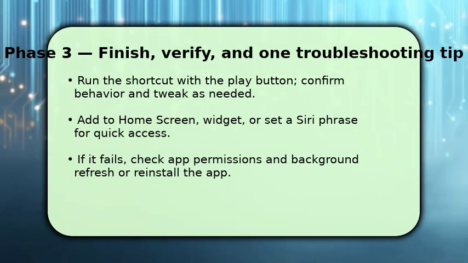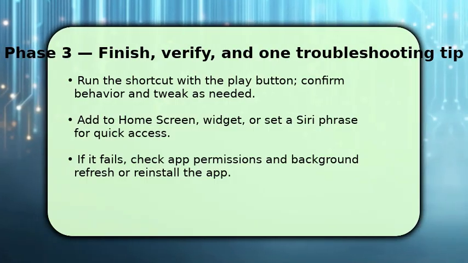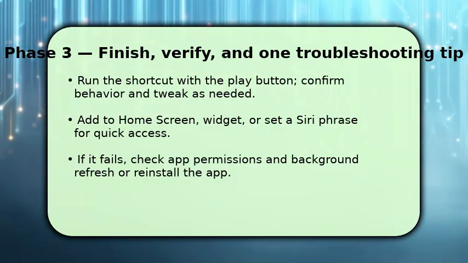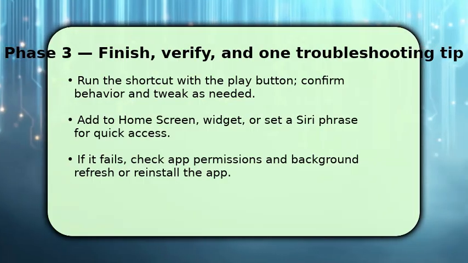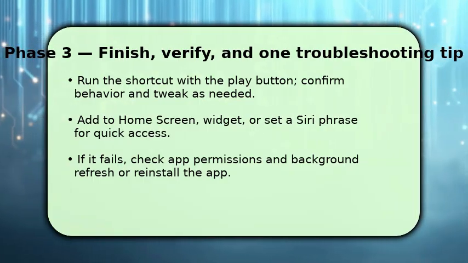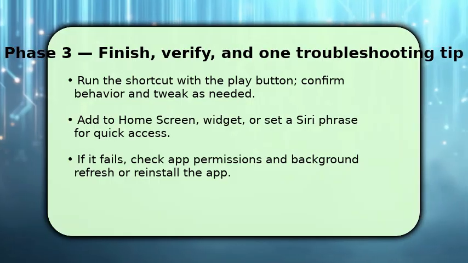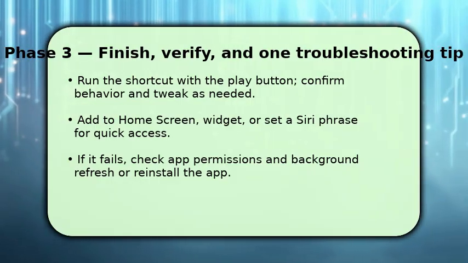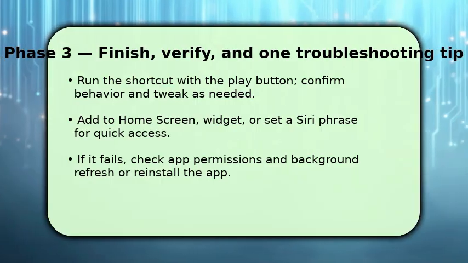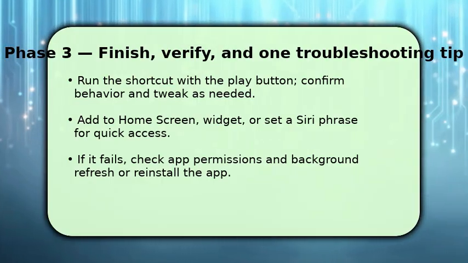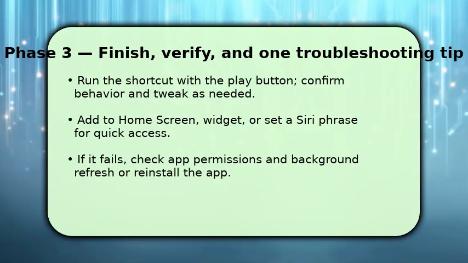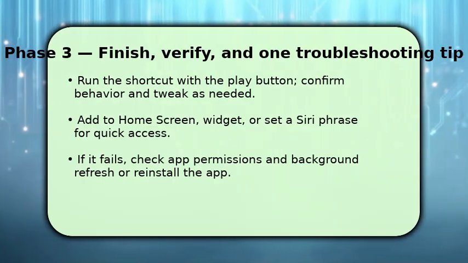Once satisfied, add it to the home screen or a widget, or assign a Siri phrase so you can trigger it hands-free. If you plan automation, make sure permissions allow background activity. If things go wrong, first check app permissions and background app refresh, then retry. Often a missing permission or an outdated app causes failures, so update or reinstall if needed.